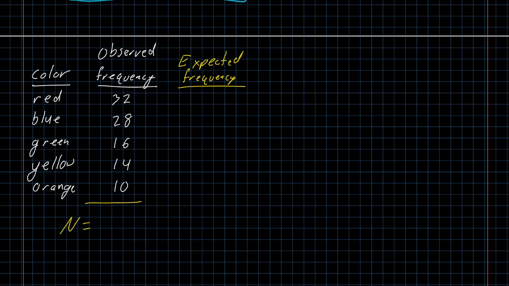Well, if I add up the frequency of each color in the distribution, 32 plus 28 is 60, 76, 90, 100. It's almost like I designed it that way. N is exactly 100. And if I expected to have 20% of the responses in each of the colors, and I have 100 responses, the math there is very simple: I expect to get 20 responses on each.